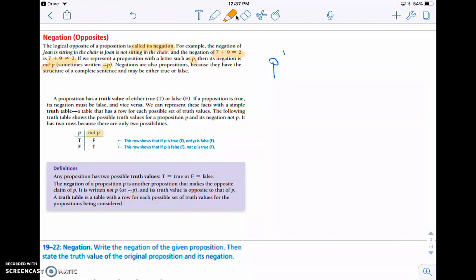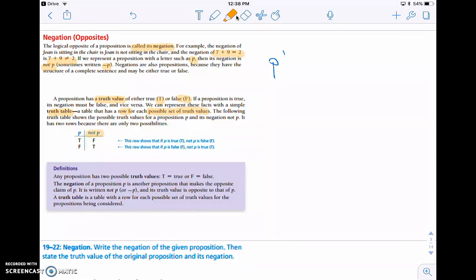Now again, we've mentioned that the proposition has a truth value. It's either true or it's false, so we'll be writing T's and F's. Okay, now if the proposition is true, the negation must be false and vice versa. And we try and represent all the possibilities of a proposition in what we call a truth table. Okay, and that table just has a row for each possible set of truth values.